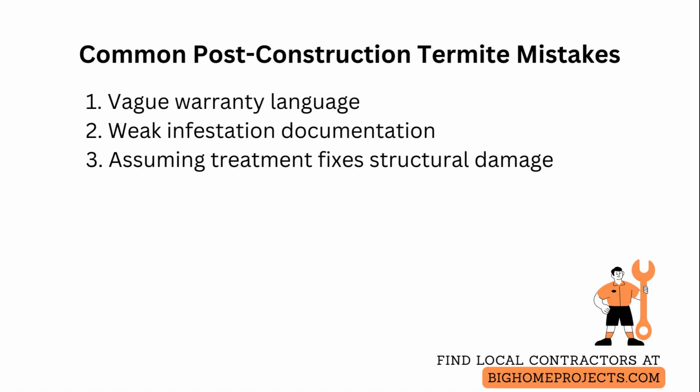If warranty language is vague, negotiate clear contract amendments that specify who pays for treatment and repair and what standards apply. If documentation is weak, gather a licensed pest control operator report and take high-quality dated photographs immediately and keep every communication in writing to establish timelines.